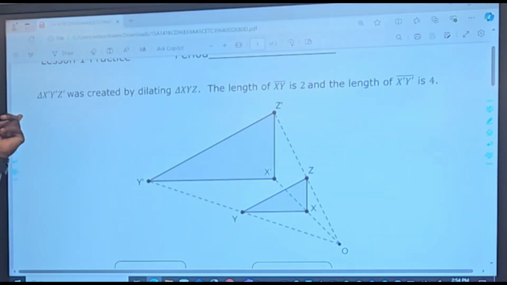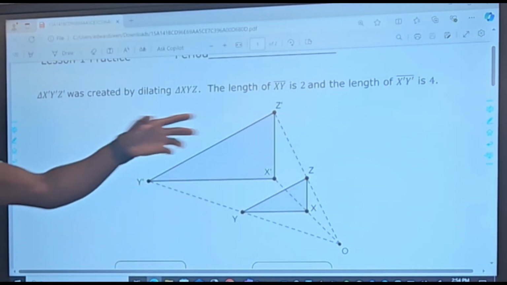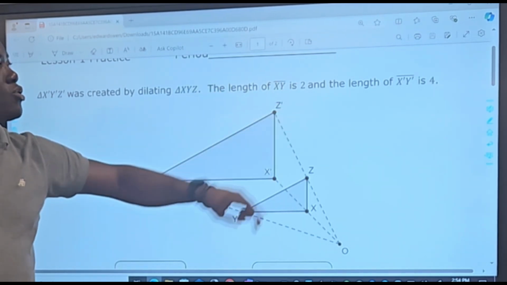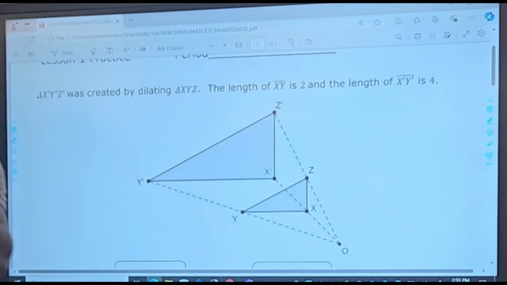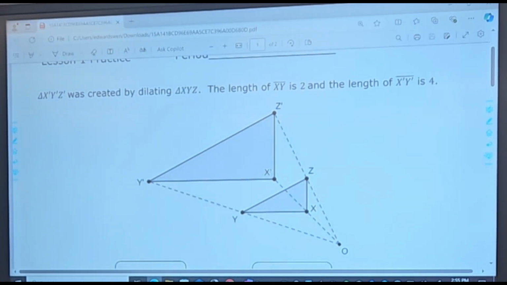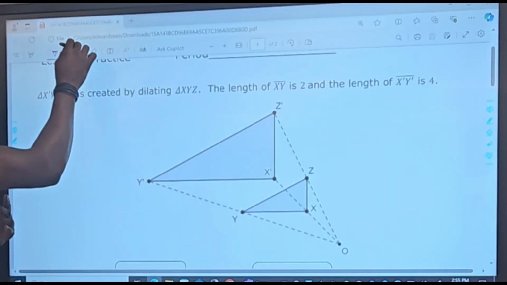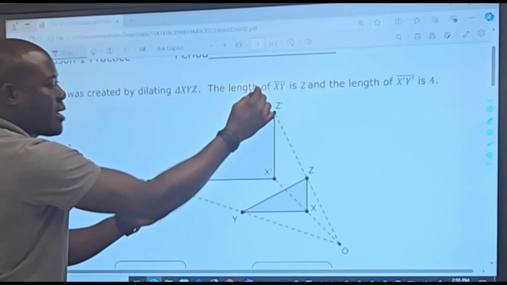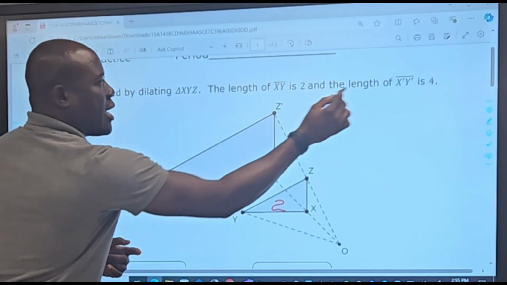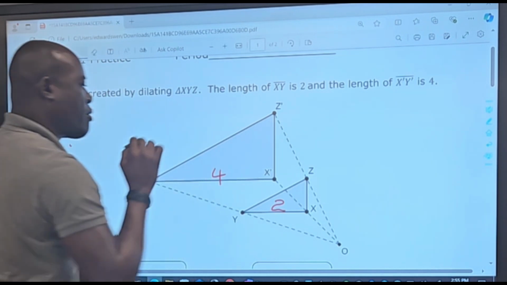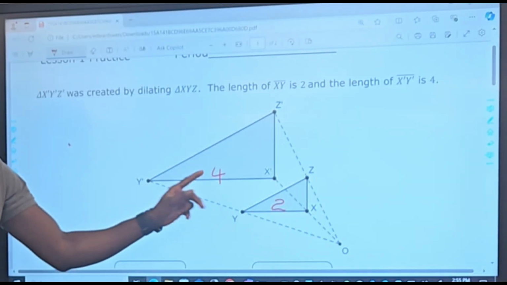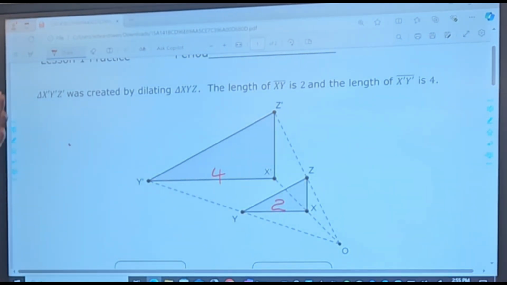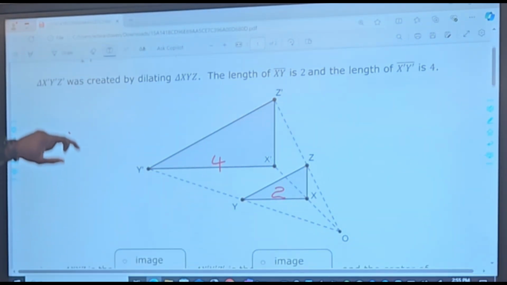And the x prime, y prime, z prime was created by dilating x, y, z. Right? The length of xy is 2, and the length of x prime, y prime is 4. So let's put on that information that we got. Xy is 2, x prime, y prime is 4. So we got those, 2 and 4. Now, let's see what we have in terms of questions.